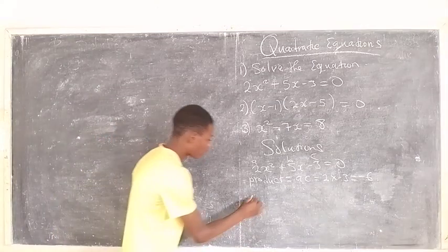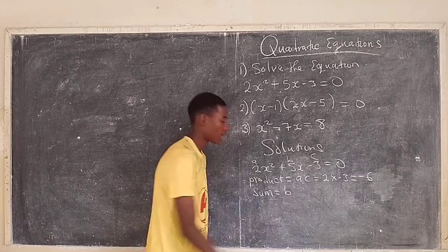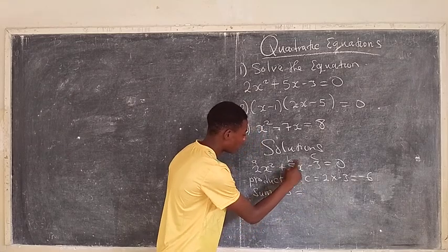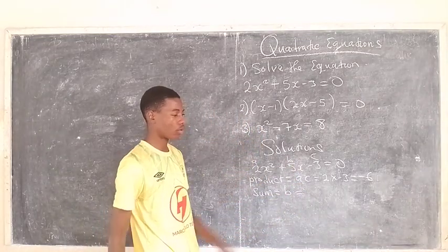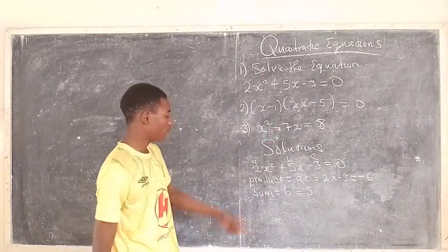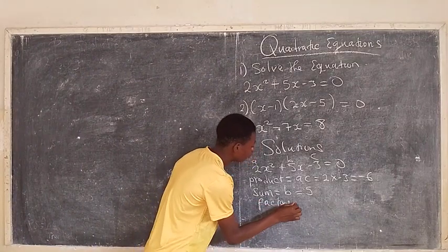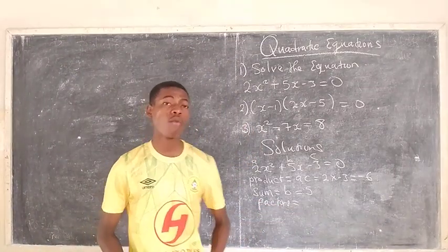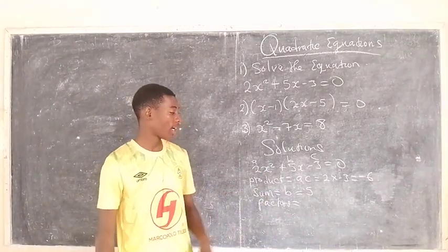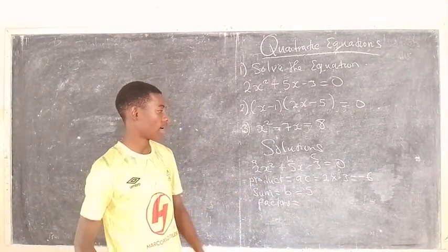We also have the sum. The sum in a quadratic equation is given as B. Now this B is the coefficient of the term with only x raised to the power 1. So we have a 5 here. Then last but not least, we are going to find the factors. The factors are simply numbers which, when we multiply them, give us the product, but the same numbers when we add them should give us the sum.